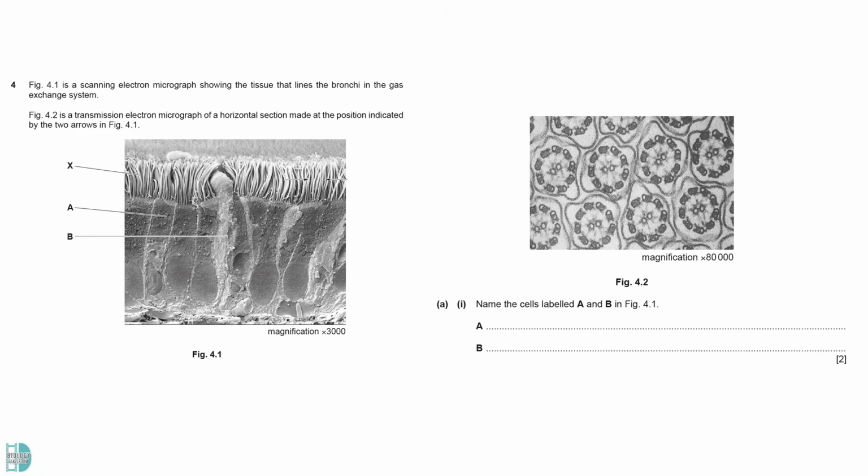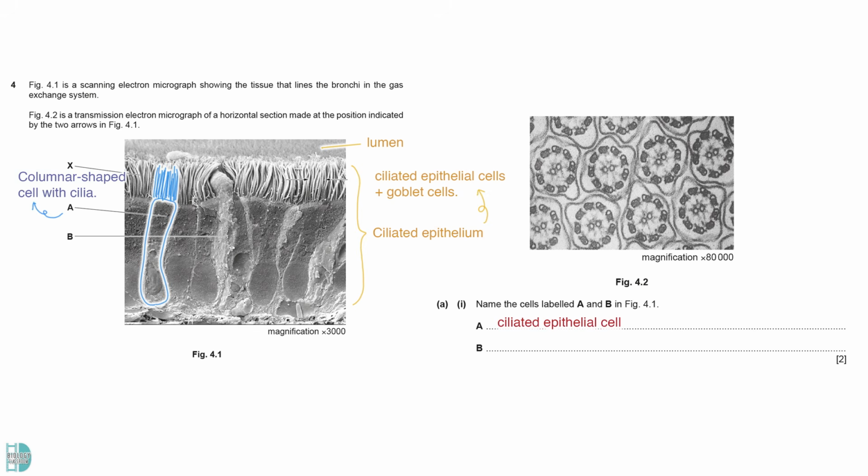Figure 4.1 shows the tissue that lines the bronchi. The layer nearest to the lumen is the ciliated epithelium. It is composed of two types of cells, ciliated epithelial cells and goblet cells. A is a columnar-shaped cell with cilia. It is the ciliated epithelial cell. B has no cilia, and you can see the mucus being secreted. This is the goblet cell.